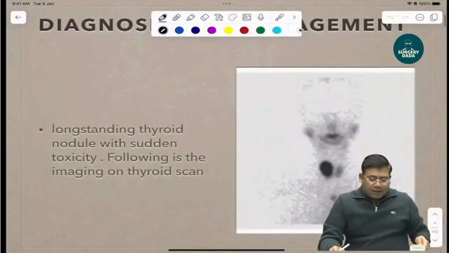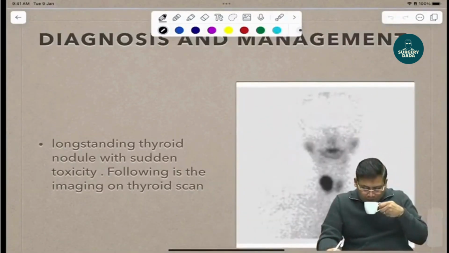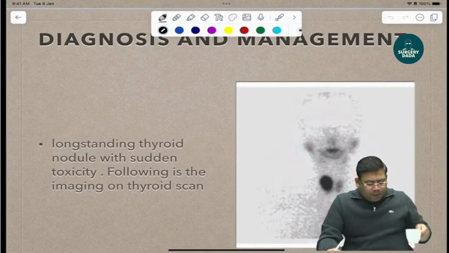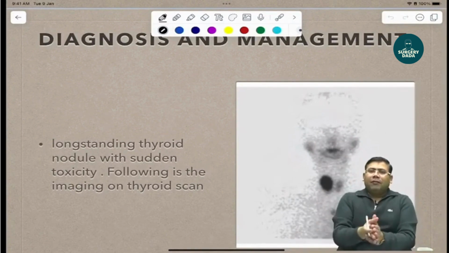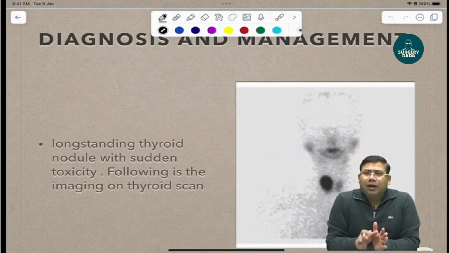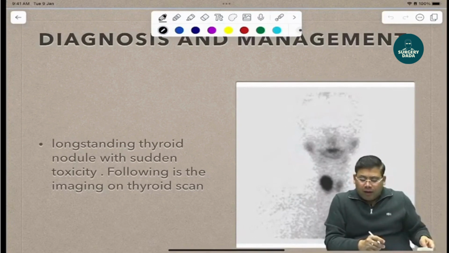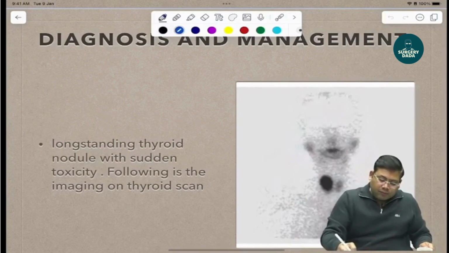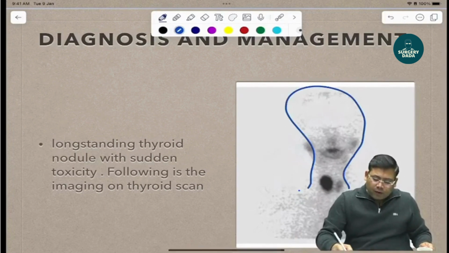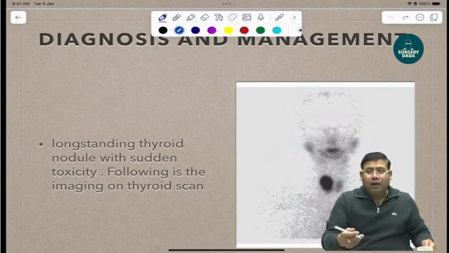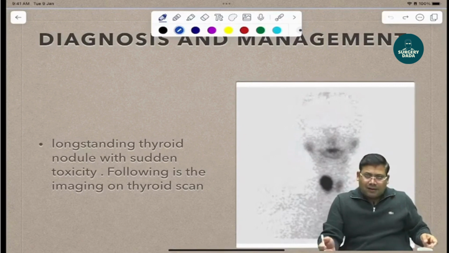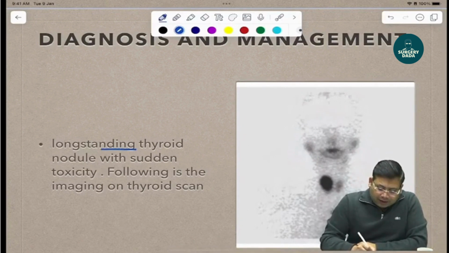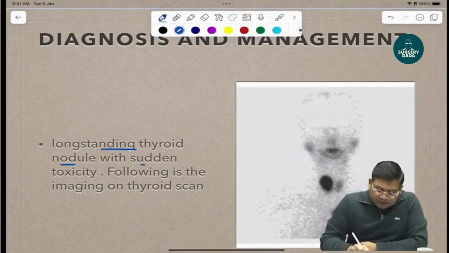Now let us see this image. This is again a very simple image. What you are seeing in this image is the radiotracer uptake in different parts of the body, and if you mark this silhouette, you can understand this is an area belonging to head and neck and thorax. So a patient, let us have the history also. Long standing thyroid nodule with sudden toxicity.